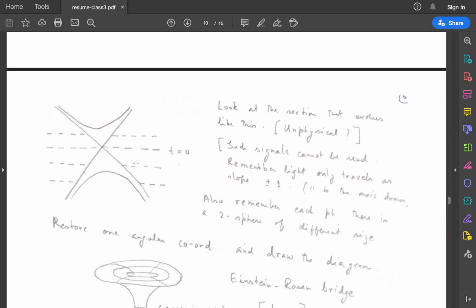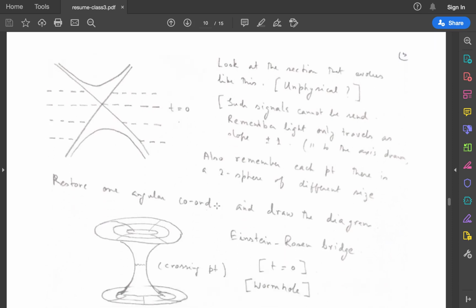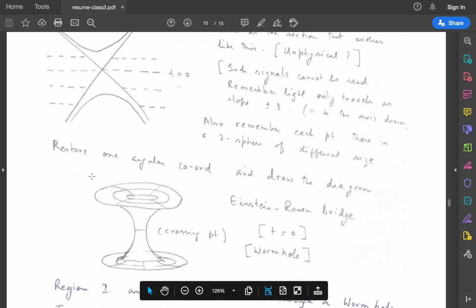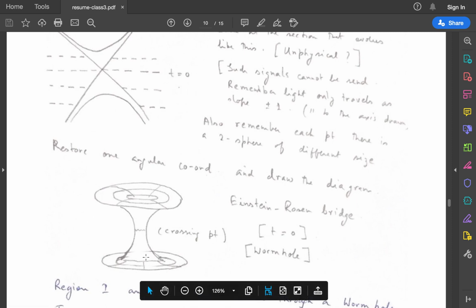Also remember that each point here is a two-sphere of different sizes. So let us restore one angular coordinate, let us say phi, and draw the diagram of this slice. This is a point. So what we get is that this is region 4, this is region 1, and they are connected by a neck-like region. This is called the Einstein-Rosen bridge.